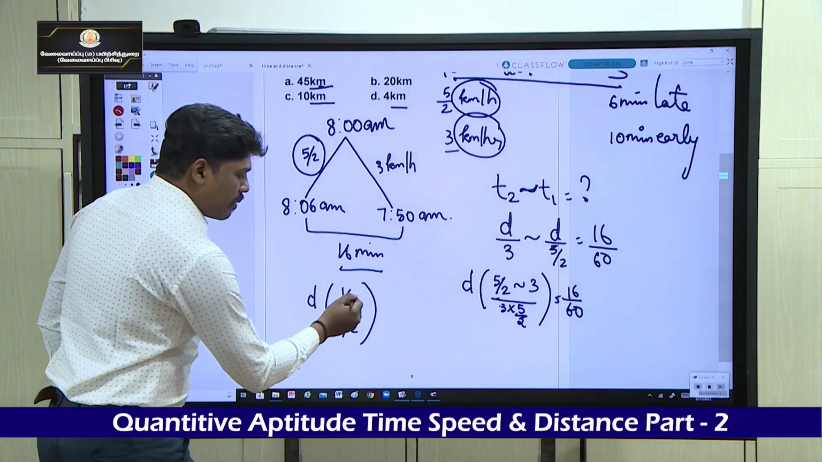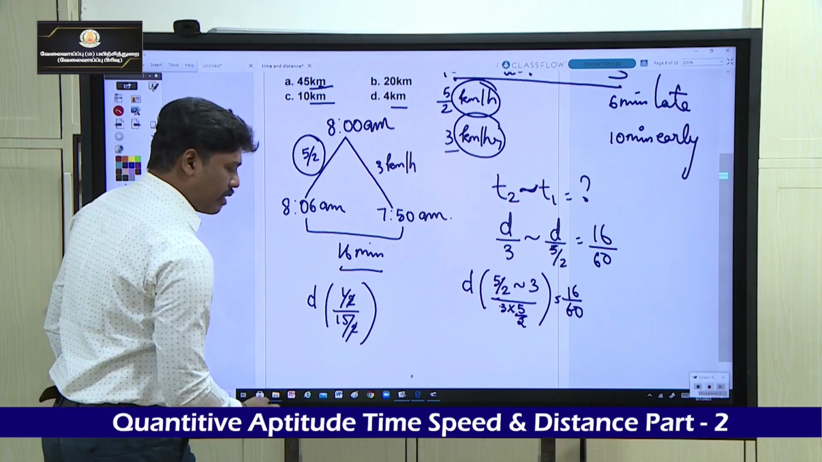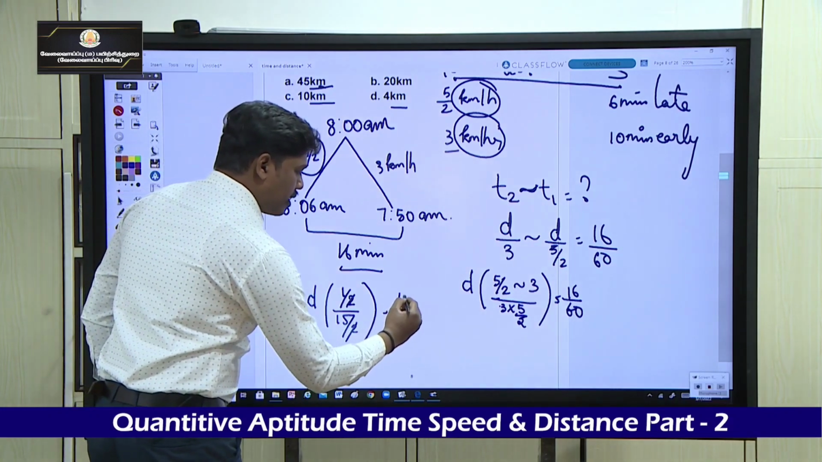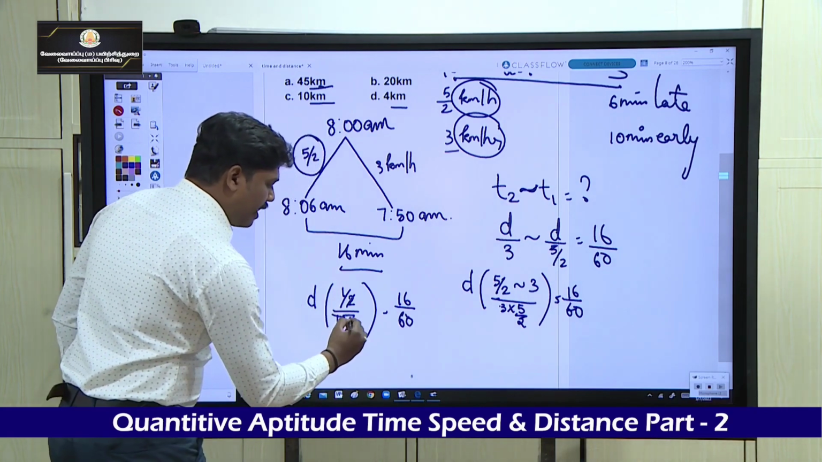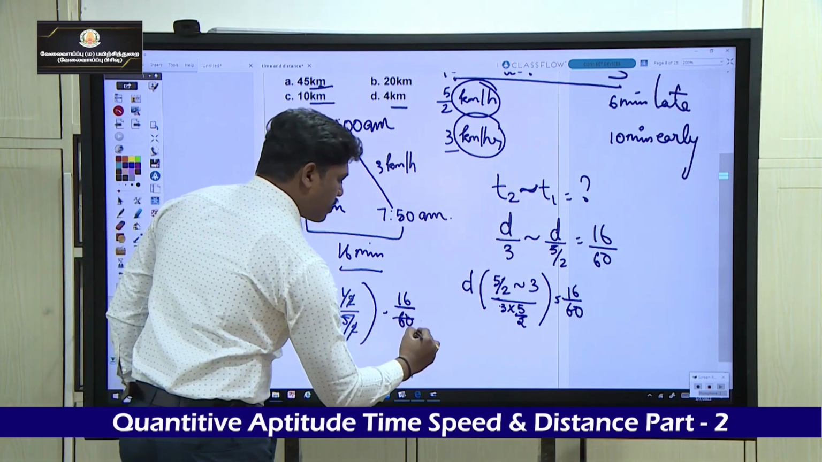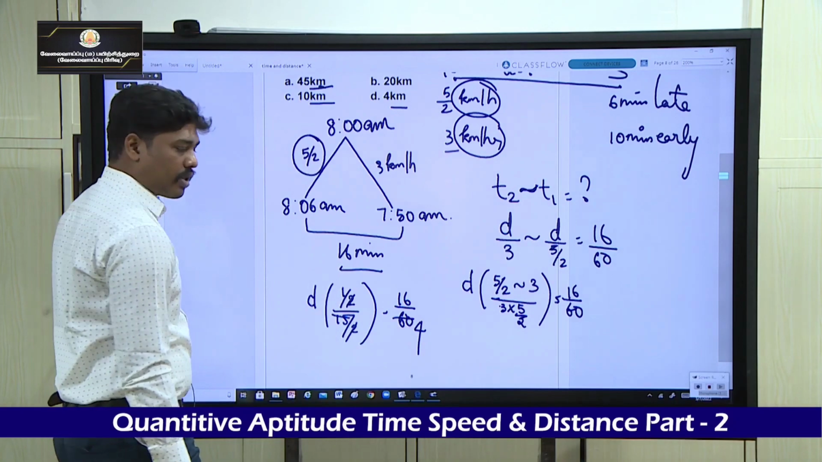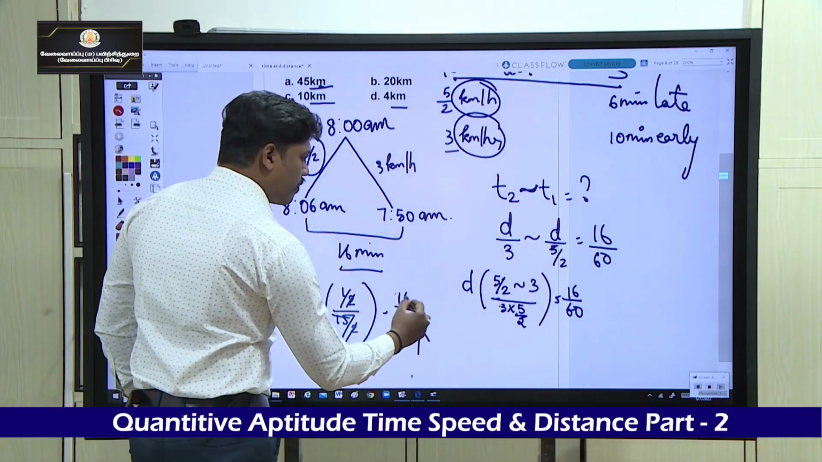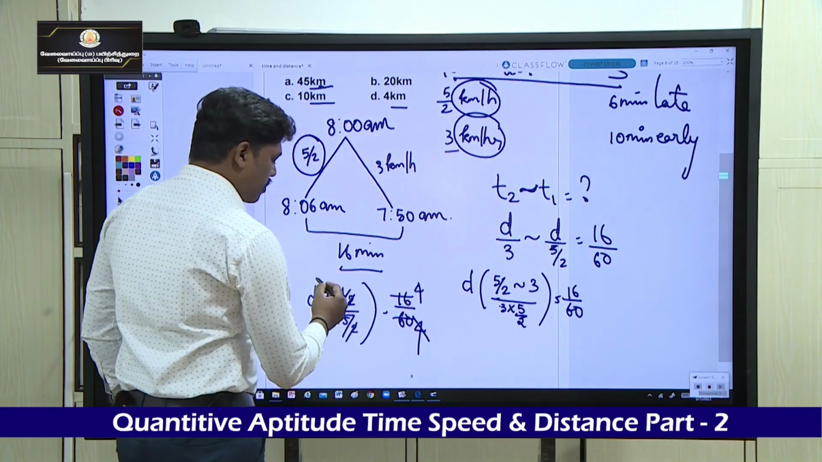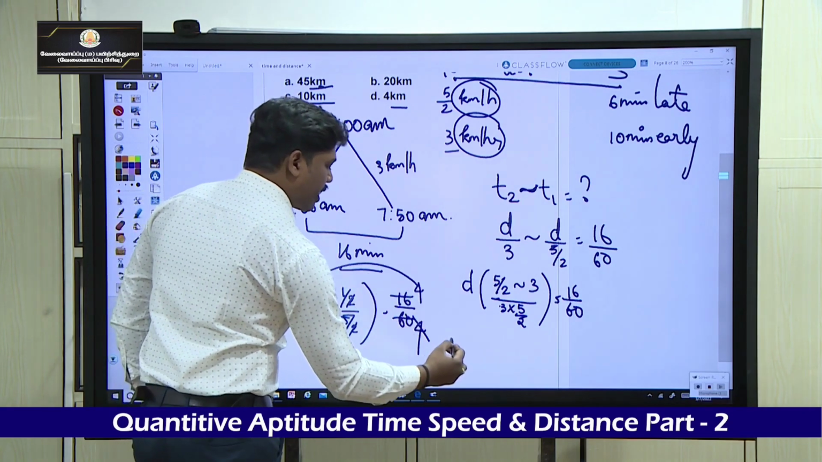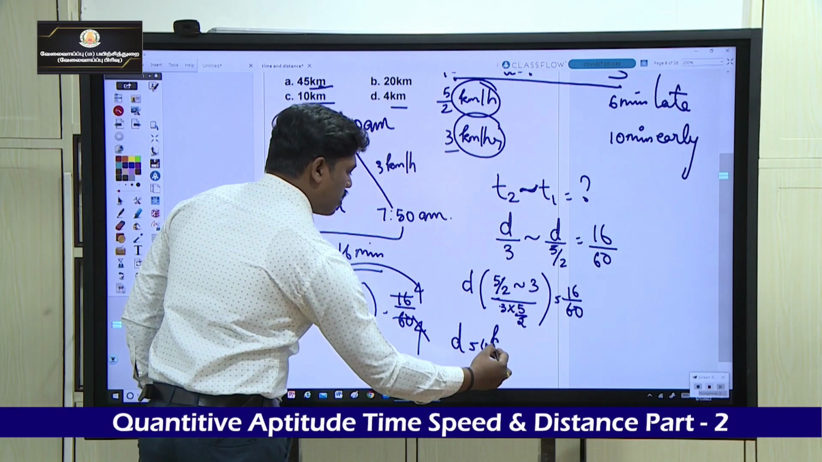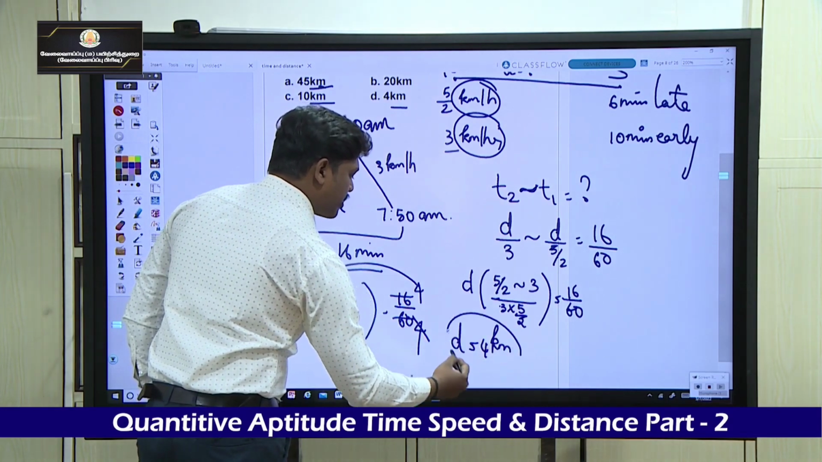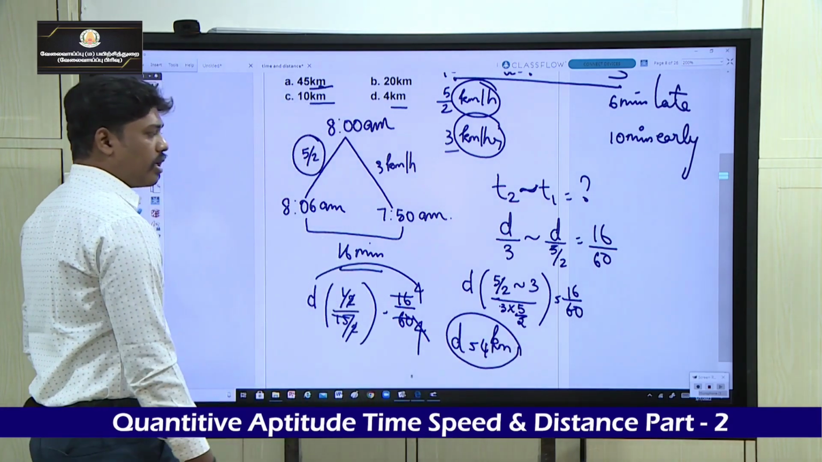So, what happens? The 2s get cancelled, D into 1/15 is equal to 16/60. So, here 15 ones are 15, 15 fours are 60, and then 4 ones are 4, 4 fours are 16. So distance is equal to 4 kilometer. Distance from his house to school is 4 kilometer.